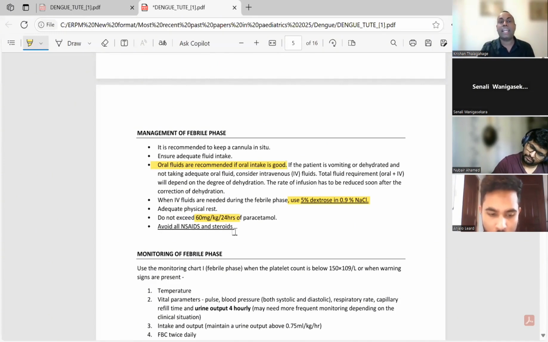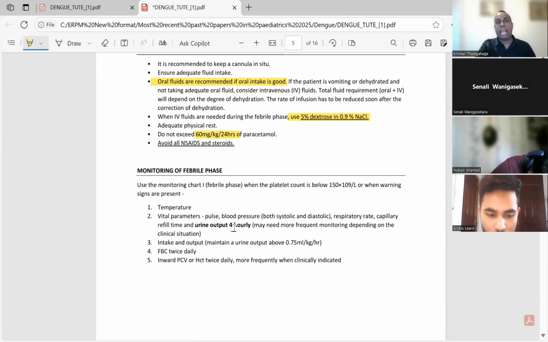Avoid NSAIDs and steroids, as Doji was very correctly telling. NSAIDs and steroids can cause bleeding, so you don't give ibuprofen, steroids, diclofenac sodium, or naproxen. So that's it. And then you need to monitor this child.